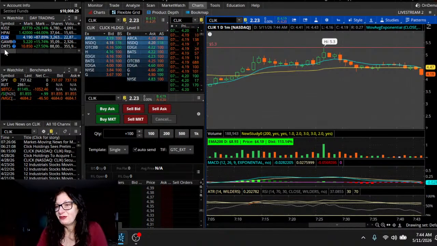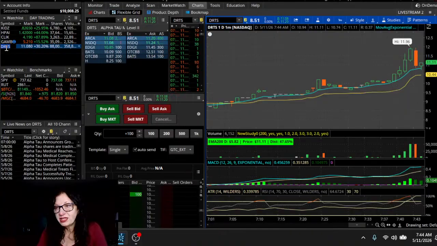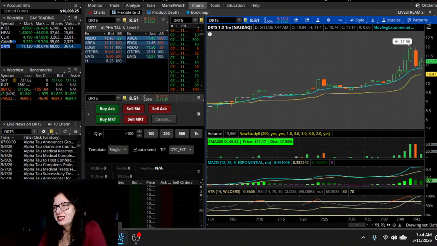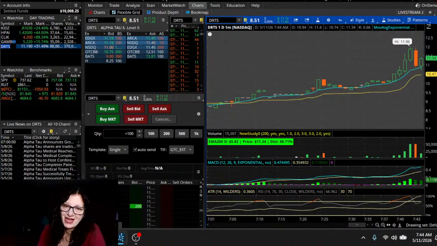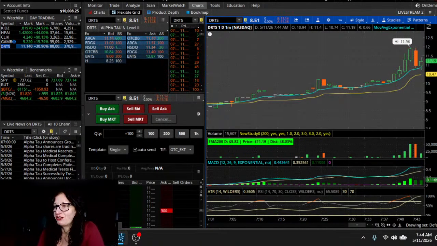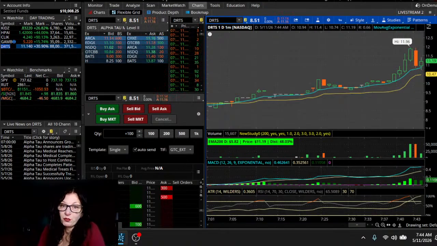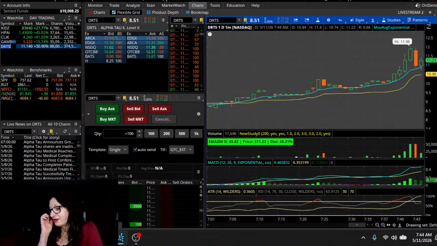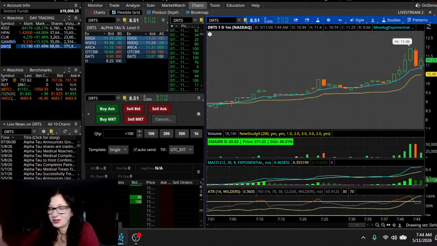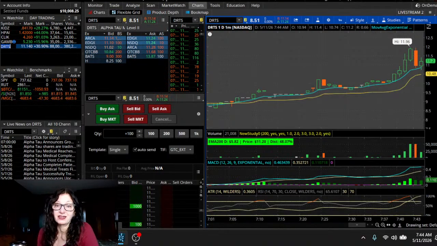DRTS is making a move. Let's see. Oh, look at that. All right, DRTS. That is out of my price range now. I'm sticking to stocks under $10 for this strategy. Obviously, for large caps I would use a bigger price, but I would be trading less shares, I think.